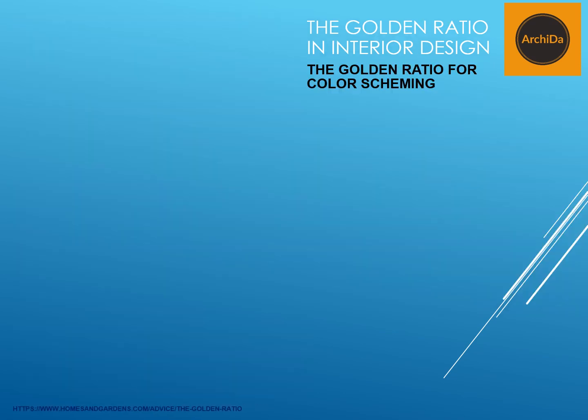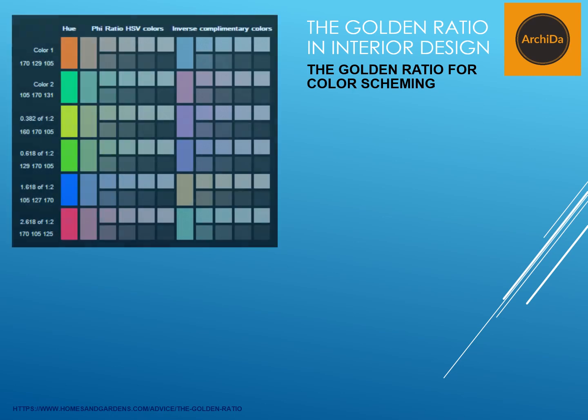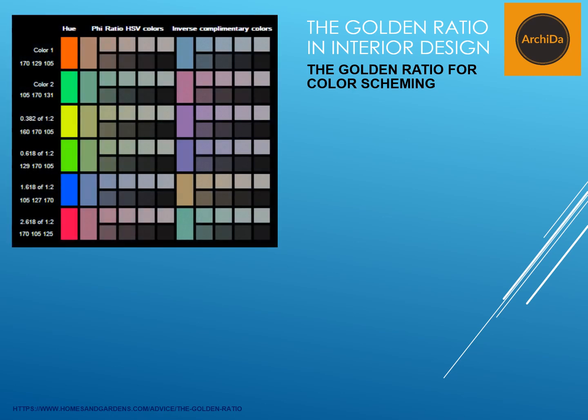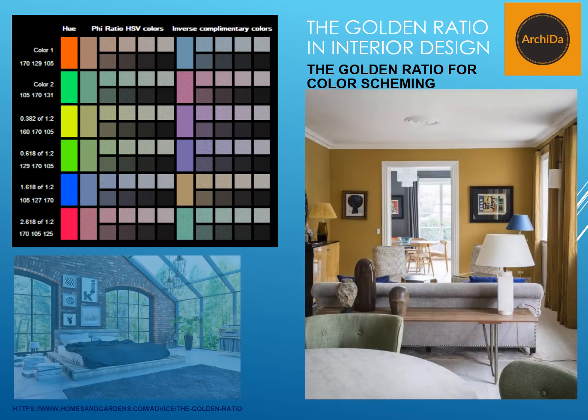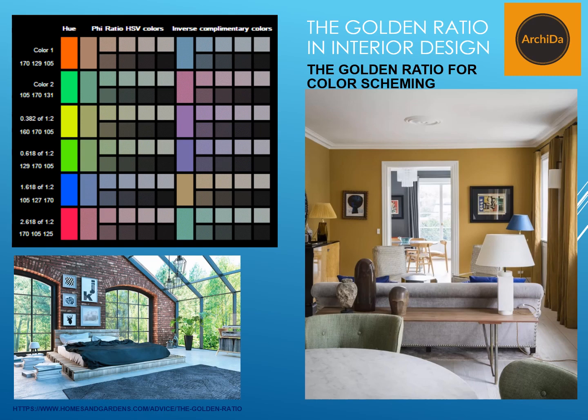The golden ratio for color scheming. Any balanced room scheme needs to have good proportional representation of colors, textures, and patterns. For example, in a two-color room scheme, the dominant color will cover around 60% of the surfaces, while the complementary secondary accent color will cover around 40%.